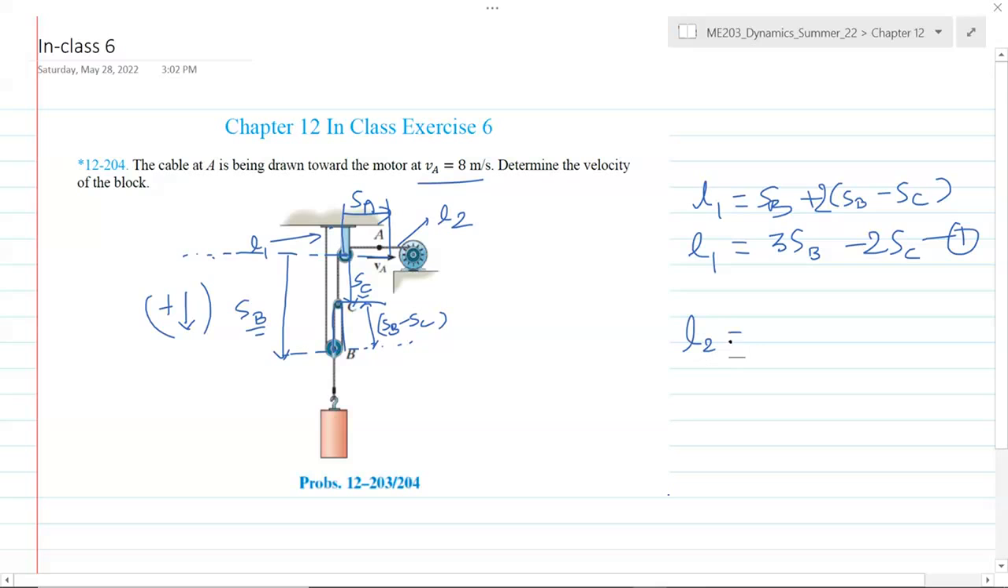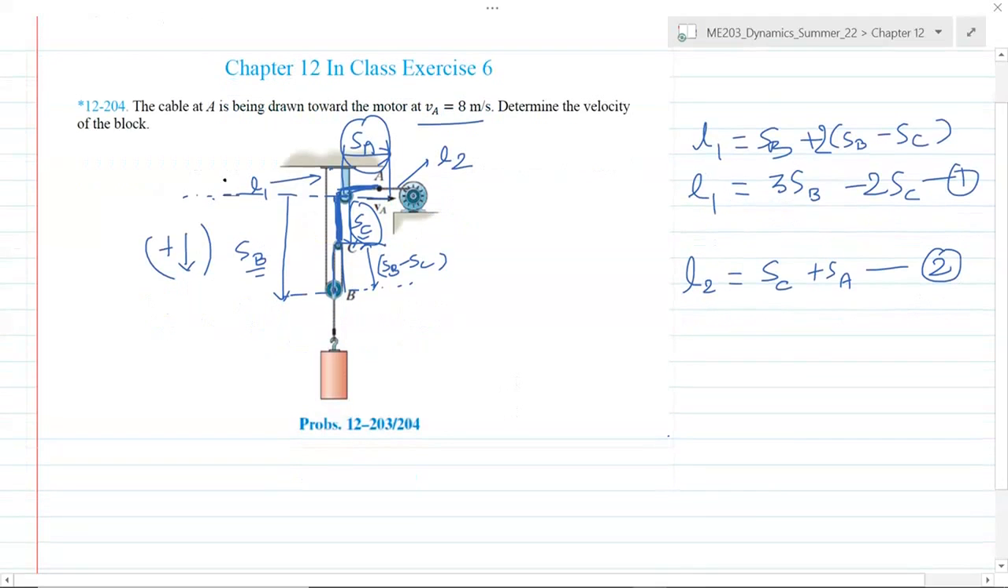Now length of cord 2, L2, is this segment here, which is SC, plus this, which is SA. So SC plus SA. That's equation number 2. Now remember, we haven't included any length of the cable that does not change with time. For example, this small section here, we haven't included because it does not change with time. Even if we include it here, when we take the derivative, that portion will be 0. So include only those segments of the cord which change with respect to time.